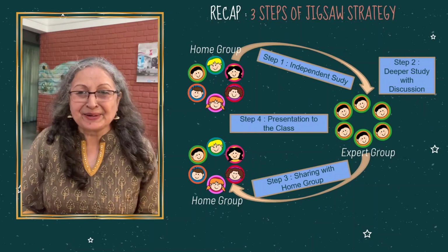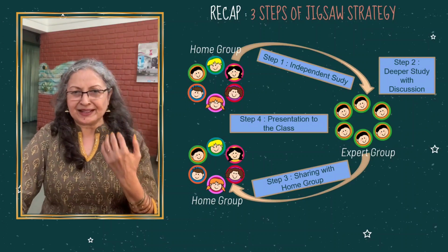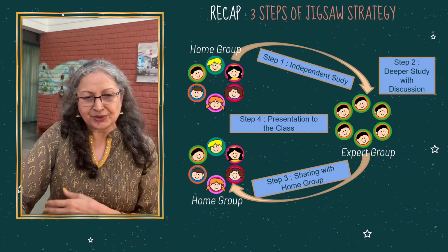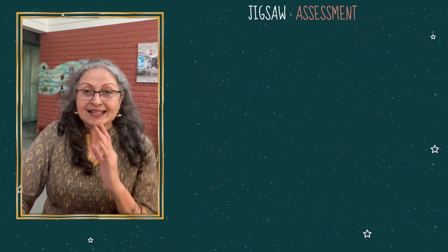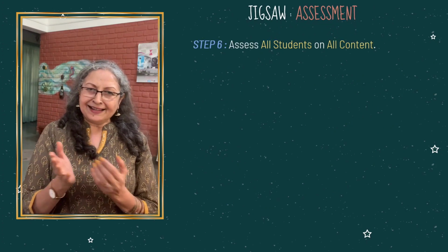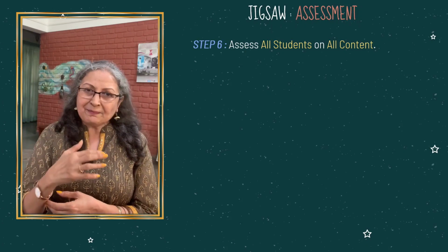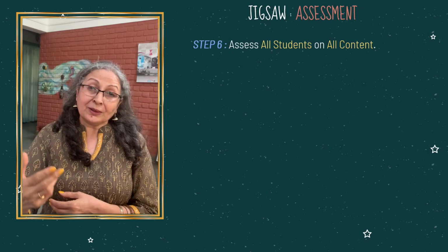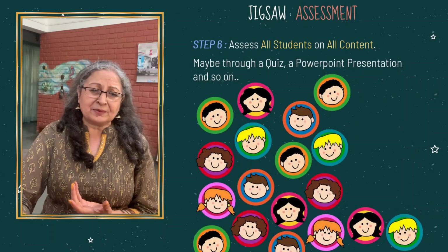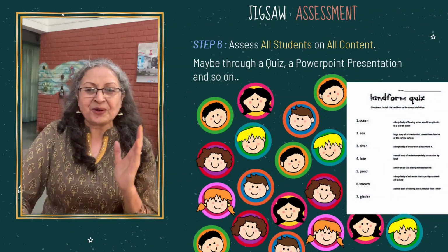assessment. वो तो आप पूछ ही रहे होंगे कि मगर इसको हम check कैसे करेंगे? So presentation to the class is one way of doing it, but I'll show you something else that you could do. Step 6. Assess all the students on all the content, even though आपने अलग-अलग किया था, in home groups थे, in expert groups थे, but everybody, they have come back. Now they know everything about all the landforms, so you can give them probably a quiz, ask them to do a PowerPoint, whatever, but everybody is assessed on all the content.